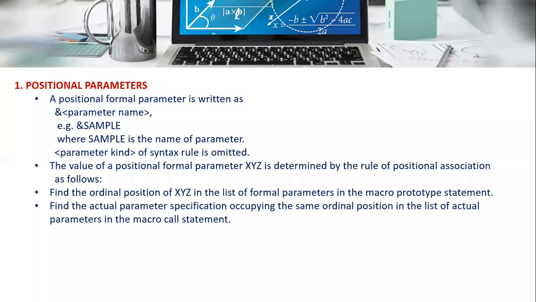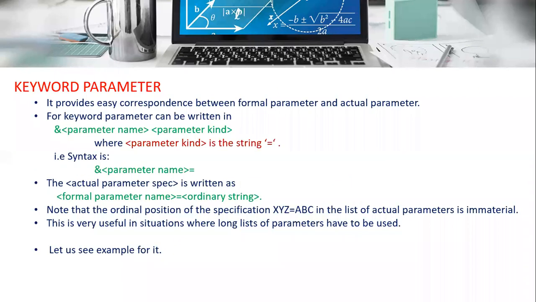Now the second type of parameter is the keyword parameter. We consider the example of both types of parameters in the next slide. Before that, we need to consider what keyword parameters are, or how we can write the keyword parameter. It can provide an easy correspondence between formal parameters and actual parameters.